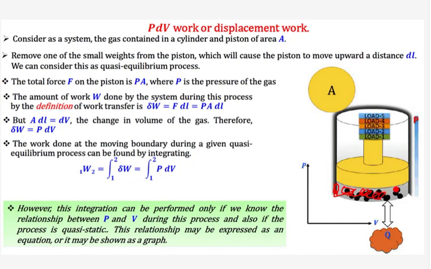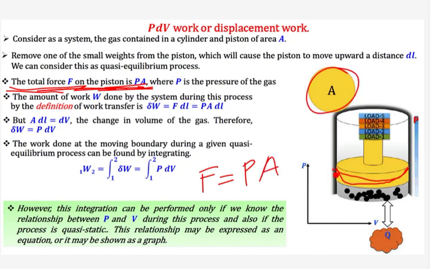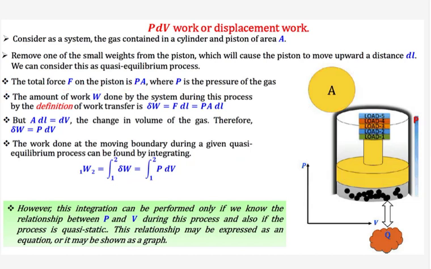It comes from the gas. Let's say it is having some pressure P at this particular instant. Now the total force on the piston I can define as pressure multiplied by area, the area of this piston. That is the force. Now next is work.